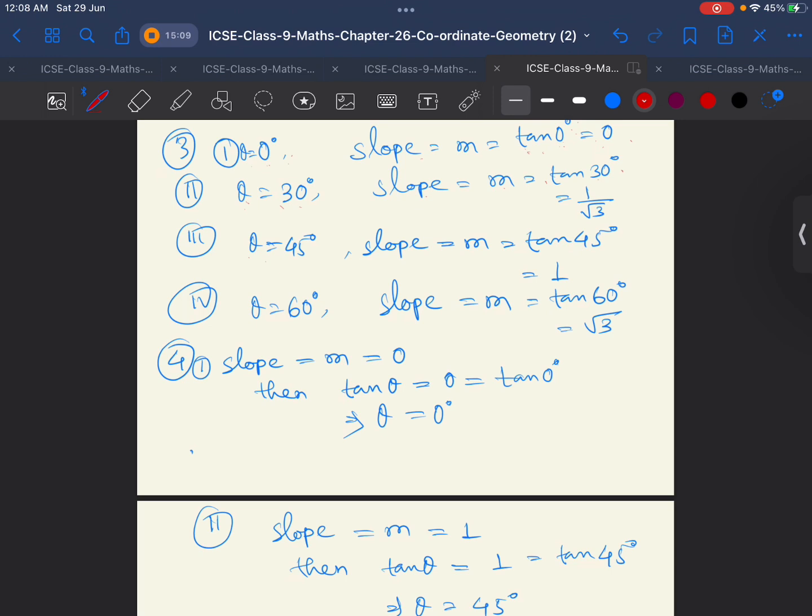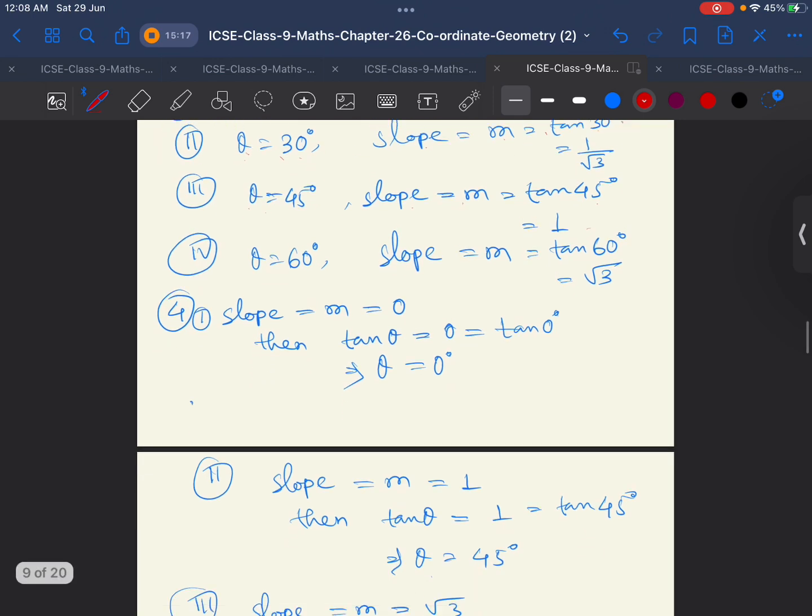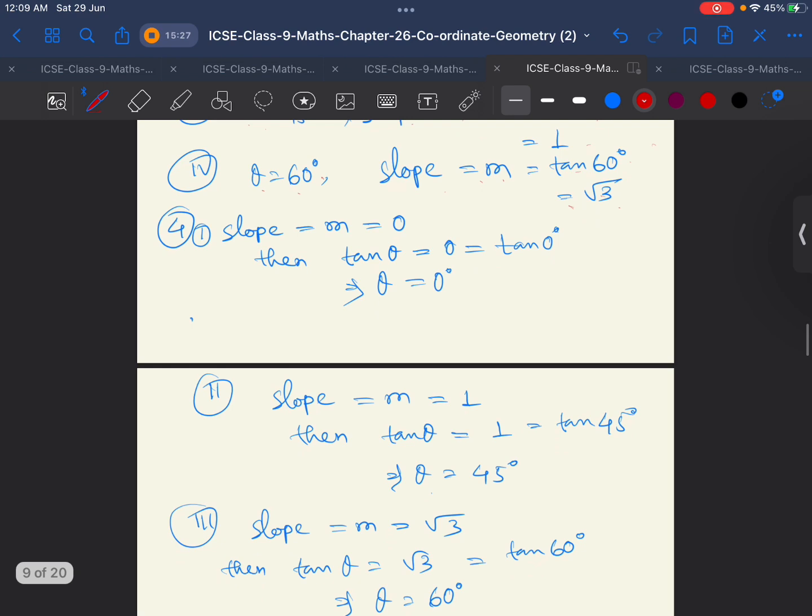Here theta equals 45 degrees, slope m equals tan 45. We know tan 45 equals 1. Theta equals 60 degrees, slope m equals tan 60 degrees equals, we know, root 3. Question number 4. Find the inclination of a line whose slope is given.